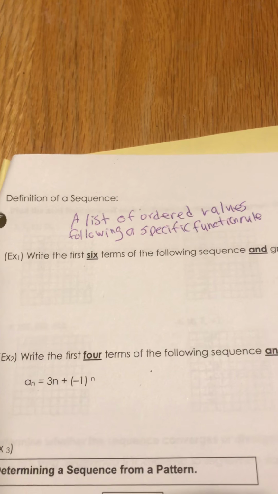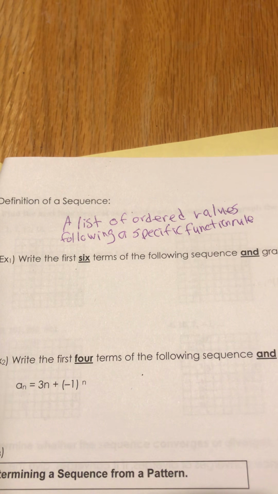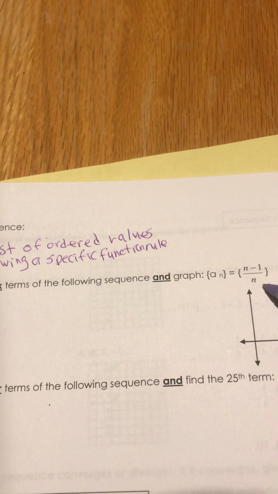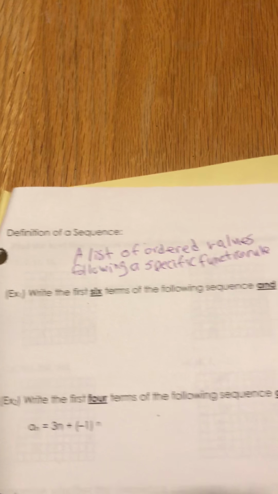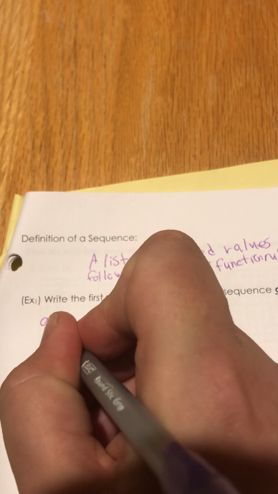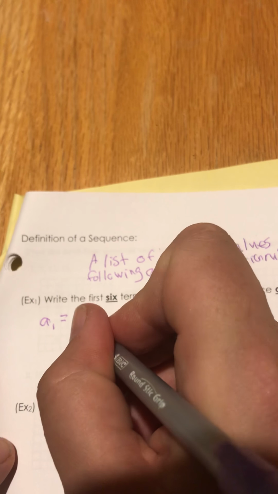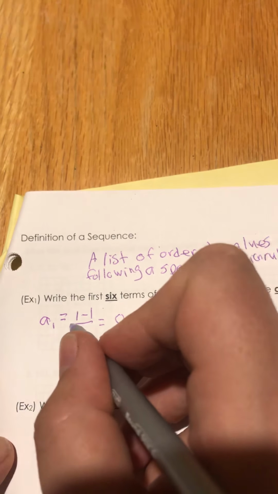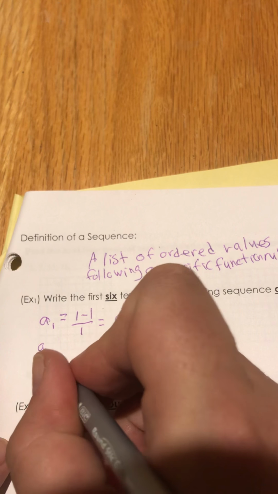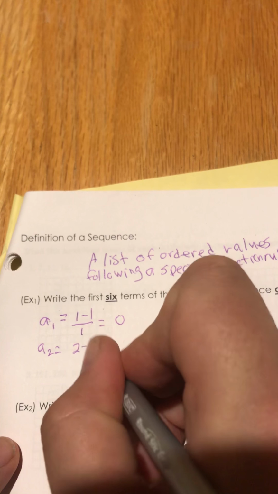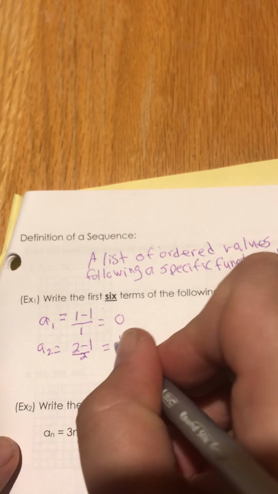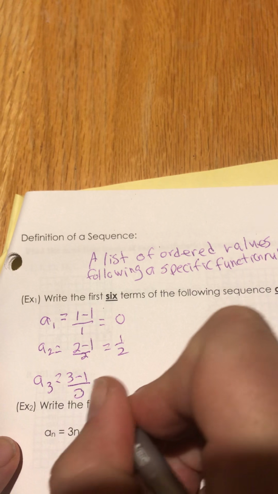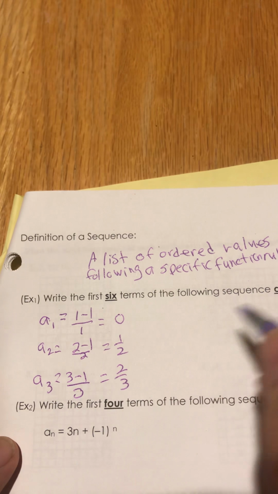So the first thing they're asking us to do is to write the first 6 values of the following sequence and then graph it. And the sequence they want us to use is (n-1) over n here. So a of 1 is the first. We call a of 1 the first term. We plug a 1 into our equation, 1 minus 1 divided by 1. So this is going to be equal to 0 over 1, which is 0. Second term, n is 2. 2 minus 1 over 2, which is 1/2. A of 3, 3 minus 1 over 3, which is 2/3. And then you keep going.